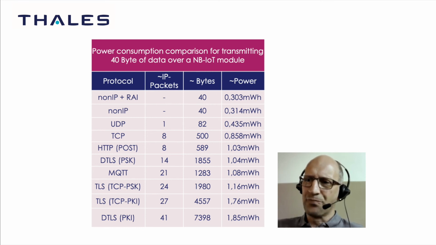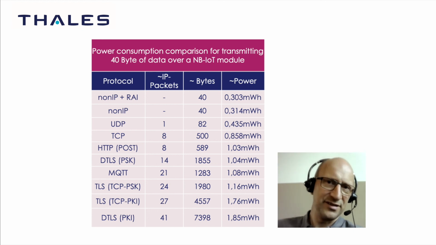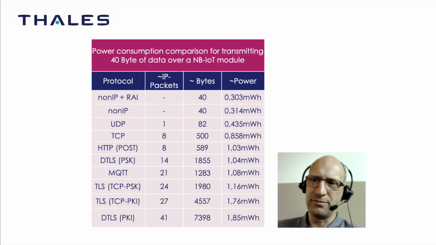And the non-IP traffic is quite interesting. It consumes the least energy, as I said, but how is it done? So how will you get the data finally? Because non-IP will not be transferred into the internet because the internet protocol is missing. So this data is finally terminating in the network of the mobile operator.